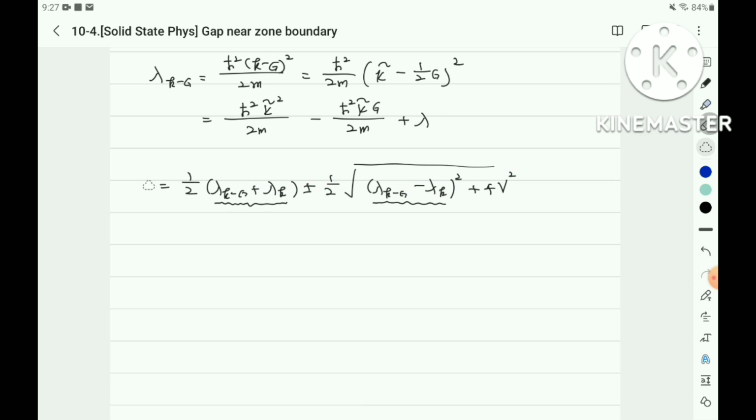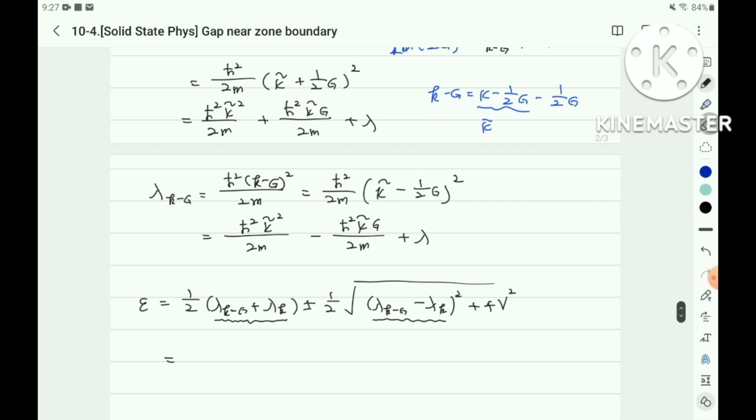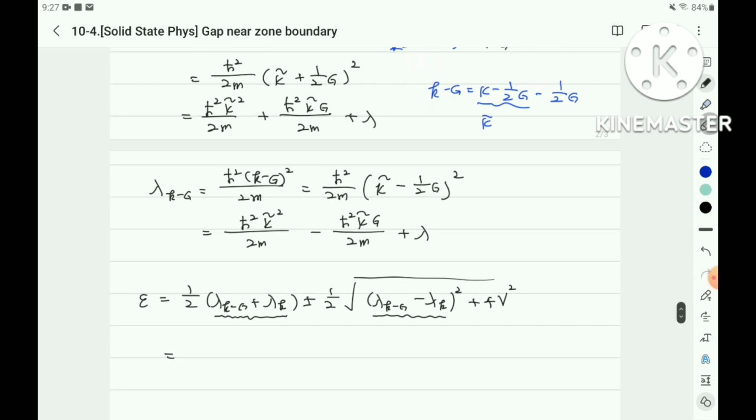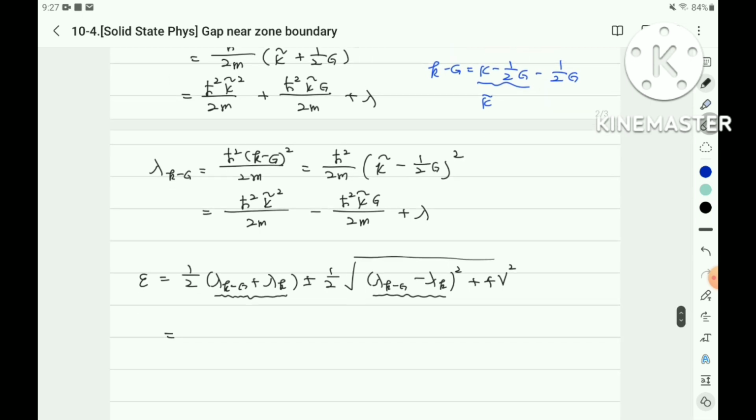Here it is the epsilon. Therefore, this epsilon can be calculated. And also in this case, for the summation of lambda k minus g and lambda k, the negative and positive terms cancel with each other, and the first and final term has a double term.